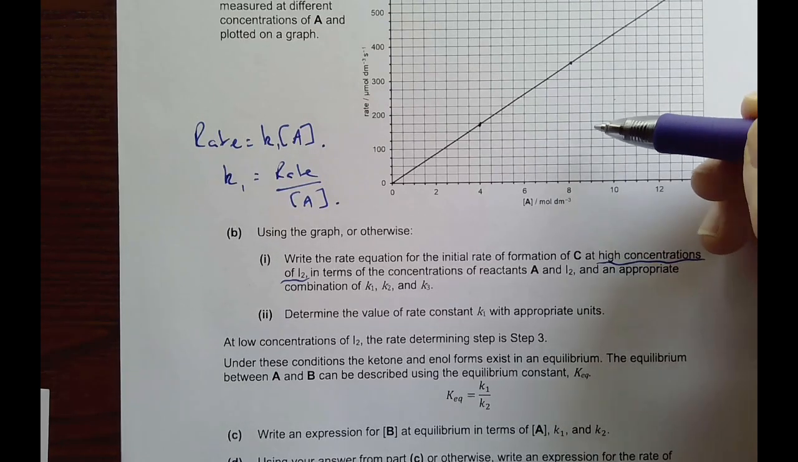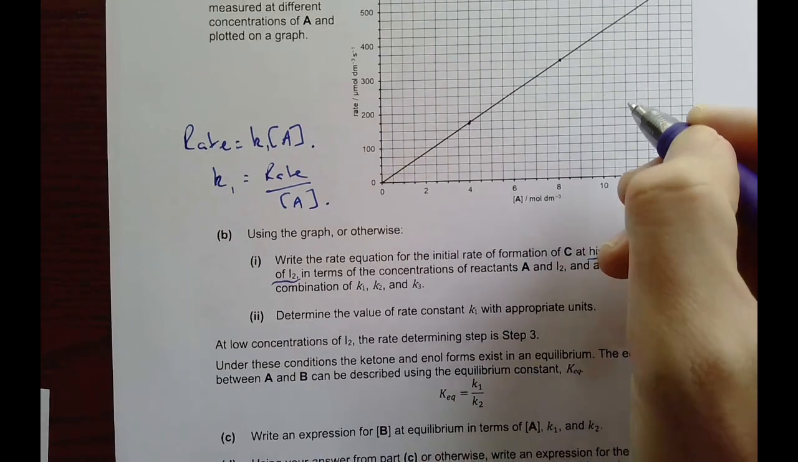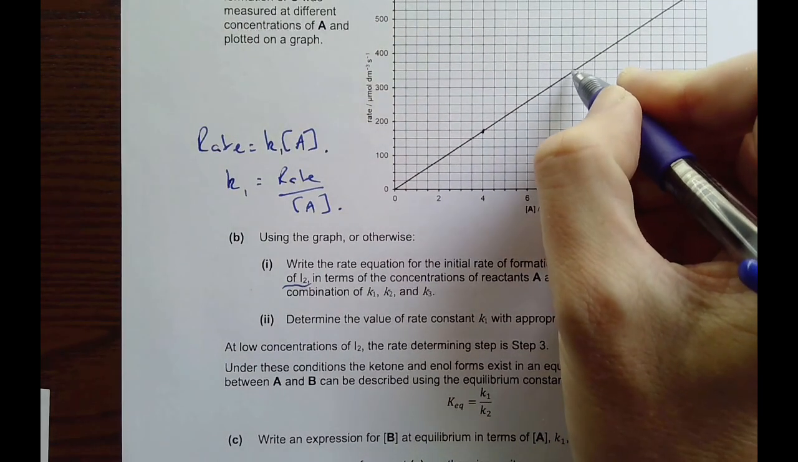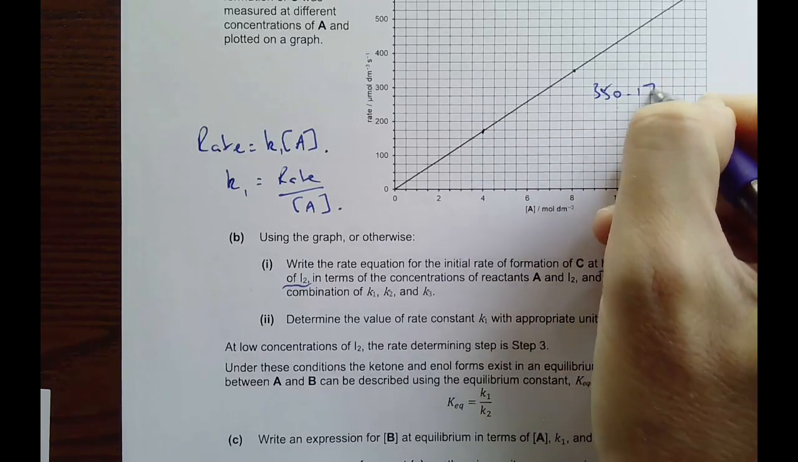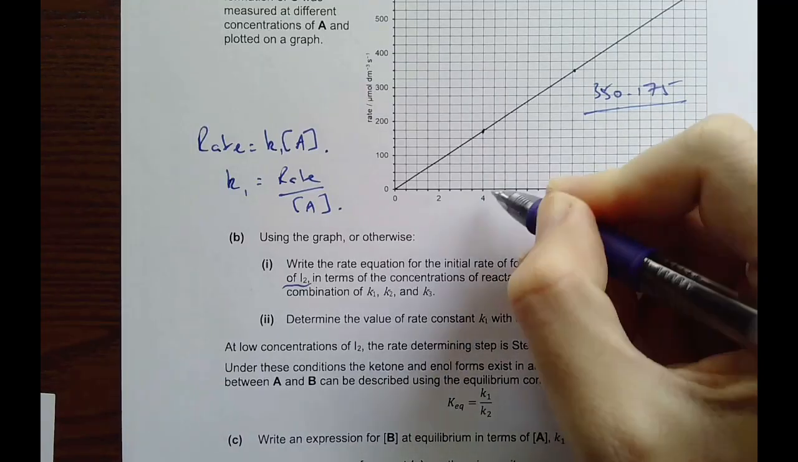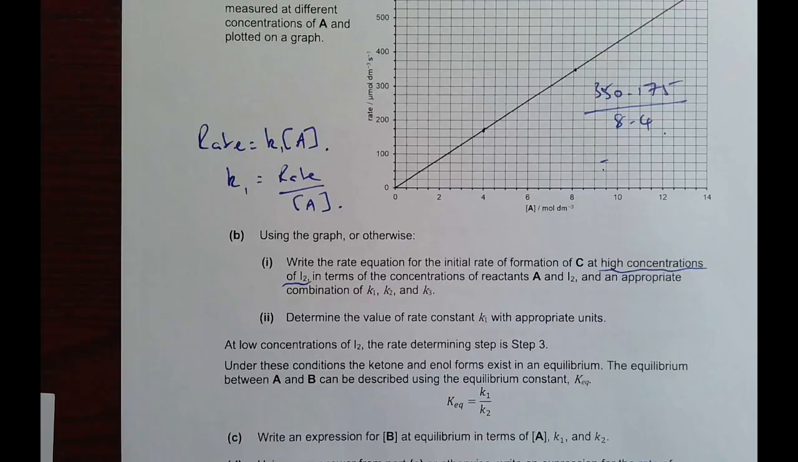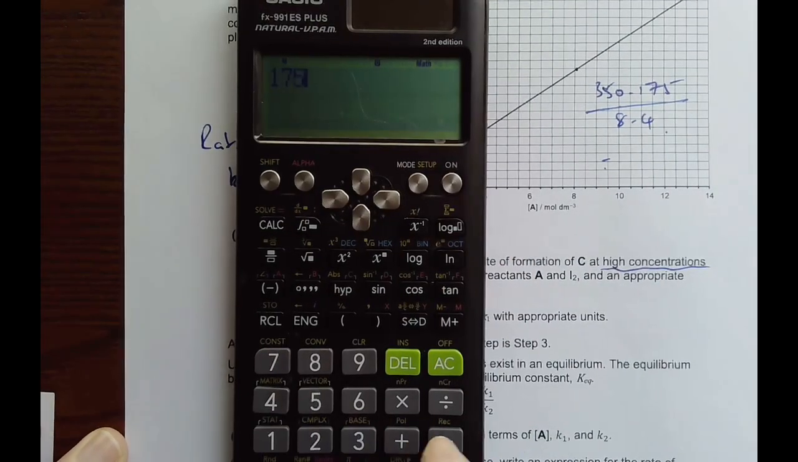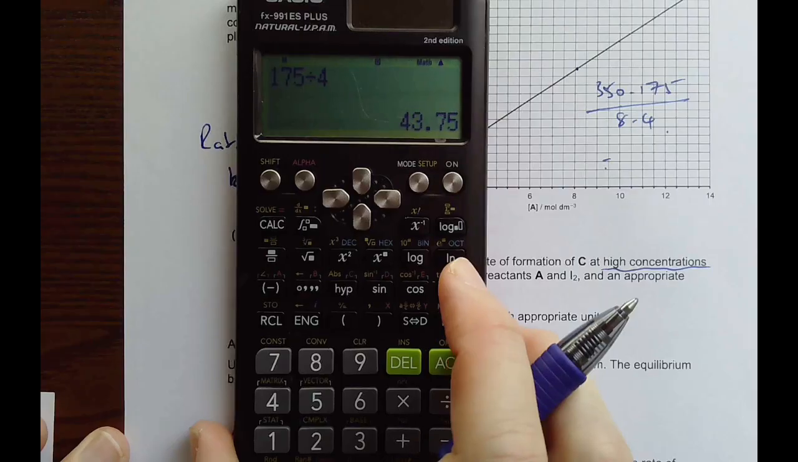I'm going to go ahead and use the values that I just mentioned. So that's going to be the difference between 350 and 175, which I doubled, so it's obviously just 175, and 8 minus 4. Okay, and if I do that on my calculator, I just get 175 divided by 4, which is 43.75.